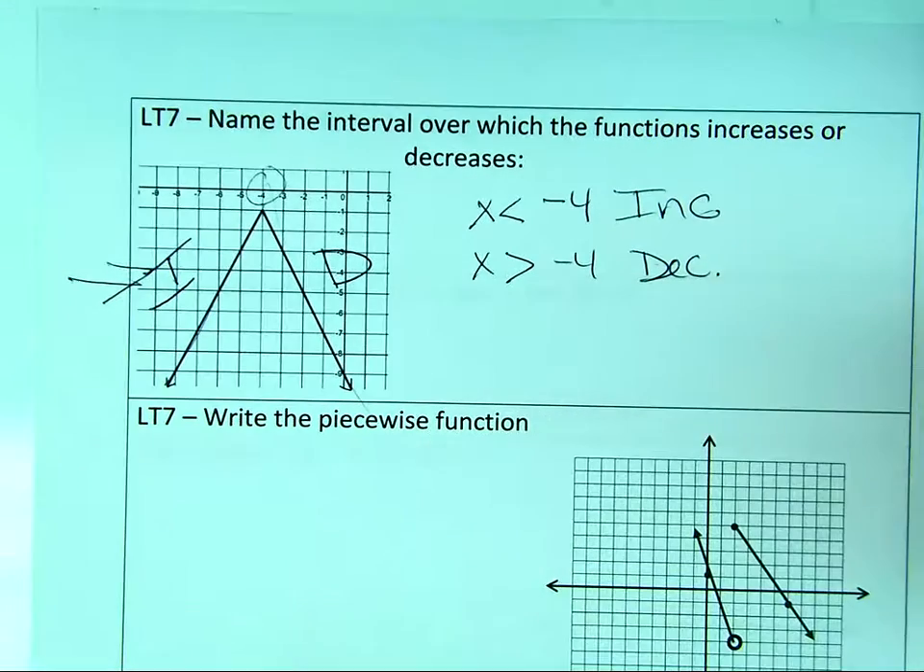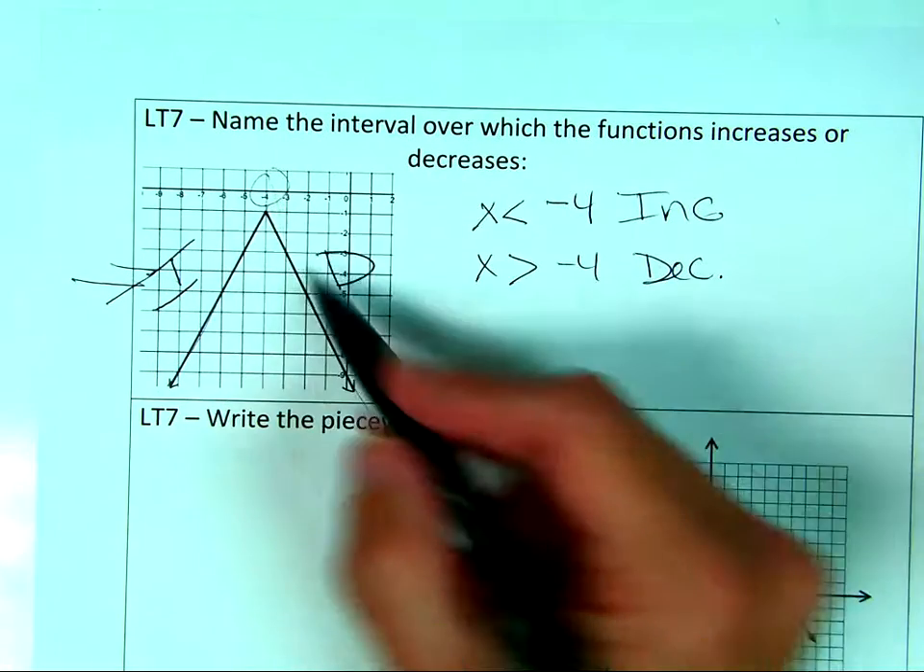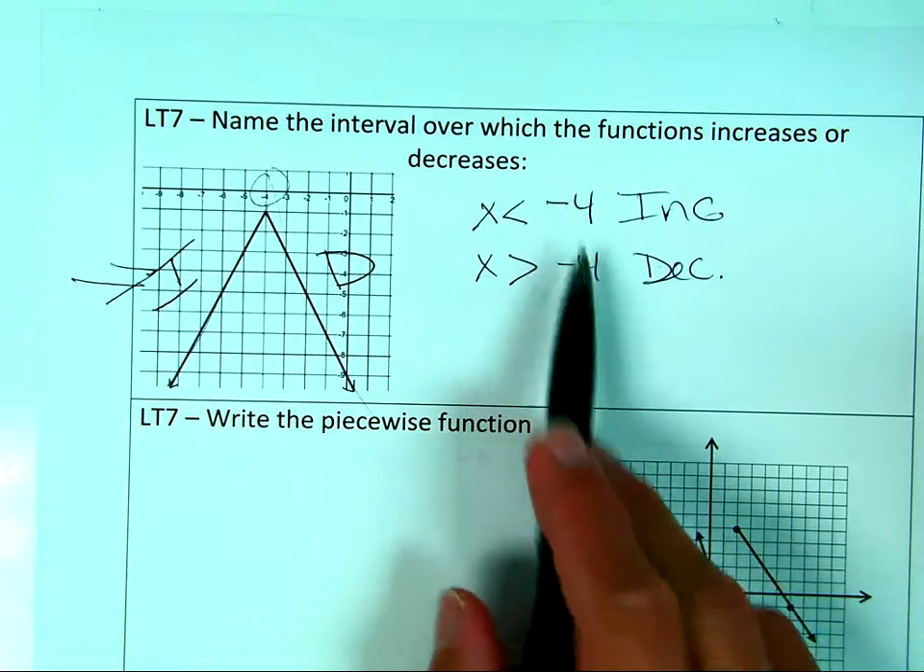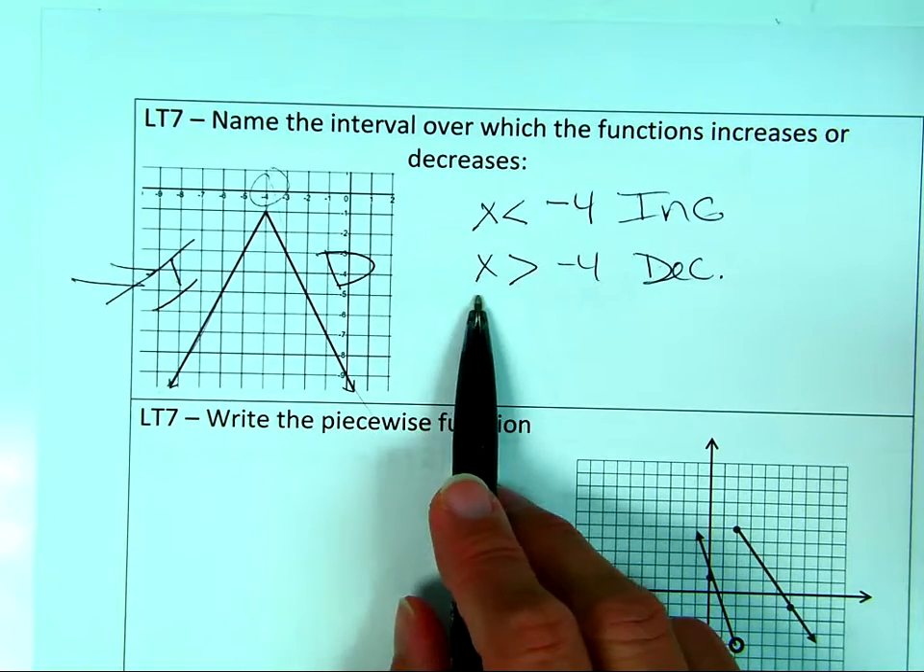So it's just a matter of left to right is going up or down, and then looking at the x value so you know what to put on your interval. It'll always be x is less than something and x is greater than something.